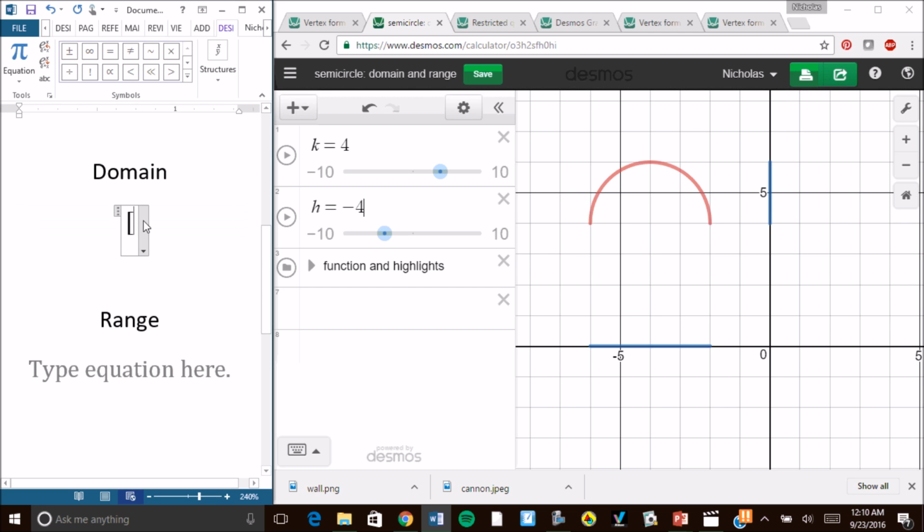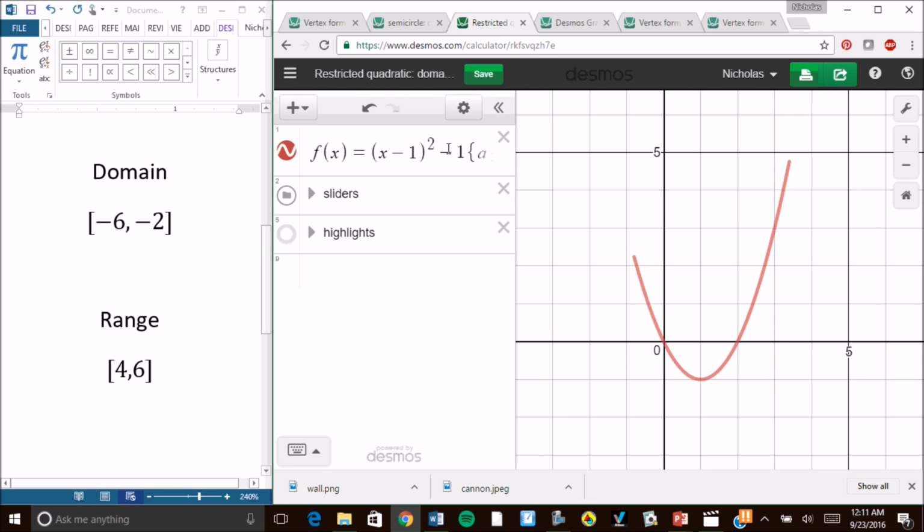So here we go. Closed brackets because we're including -6, comma, -2, also included. Range is very similar. Again, we're just looking for the least value, the lowest value that we can have in our output, all the way up to the highest value. So we're looking at 4 to 6. Closed bracket, 4, comma, 6. That's all we're doing for this.